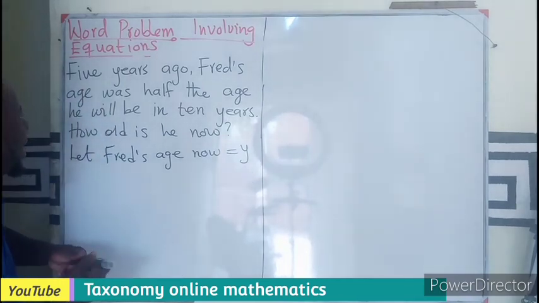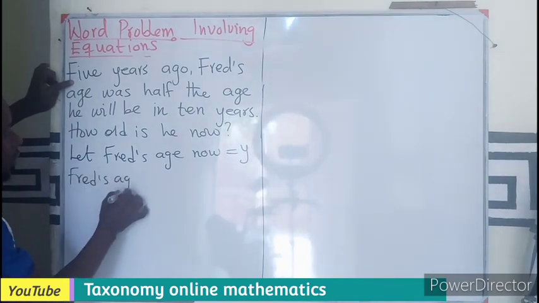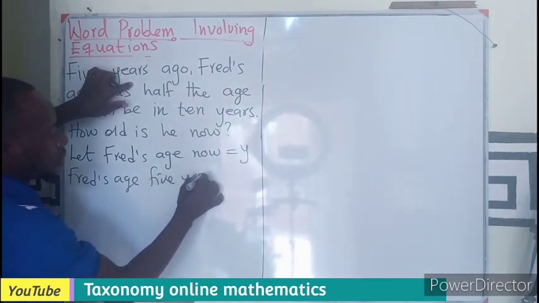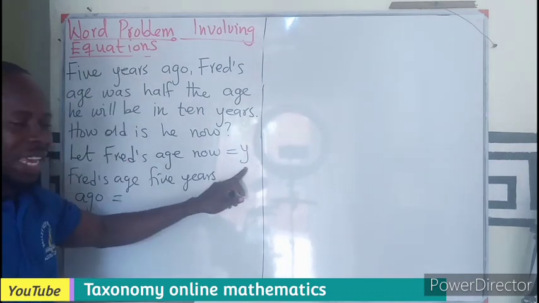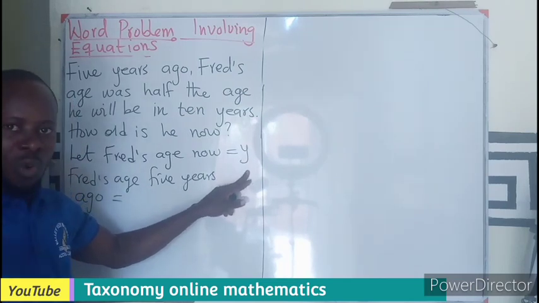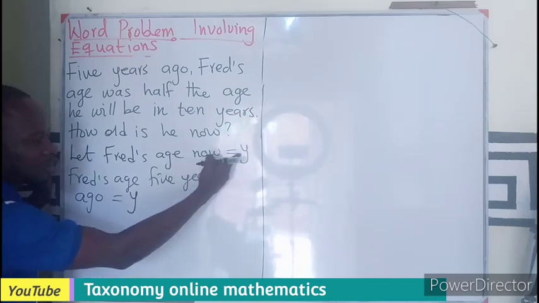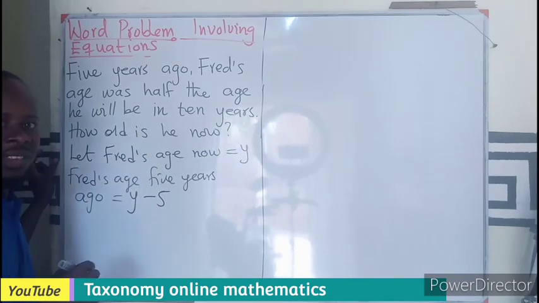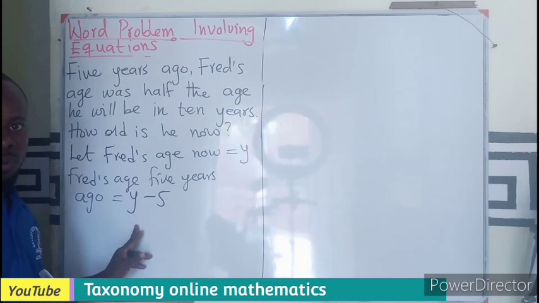If y is the case, then Fred's age 5 years ago: you agree with me that if I am 10 years now, 5 years ago I will not be 10. I will have been 10 minus 5. So if my age is now y, 5 years ago I will have y minus 5. Meaning the moment I know how old I am now, I also know 5 years ago.